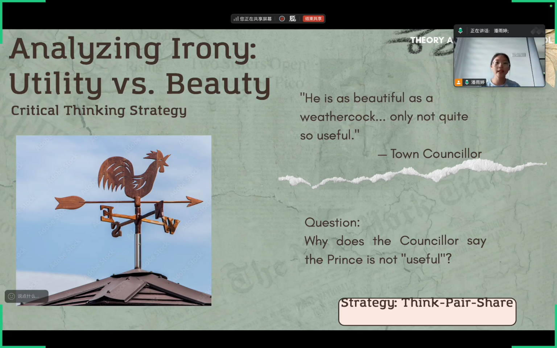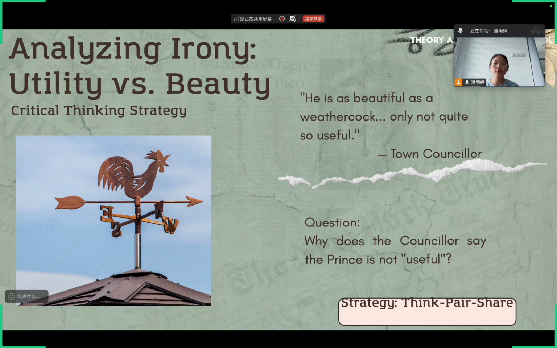And when they give answers, I would focus on positive reinforcement, praising their ideas rather than just correcting their grammar. This ensures they remain motivated to speak.